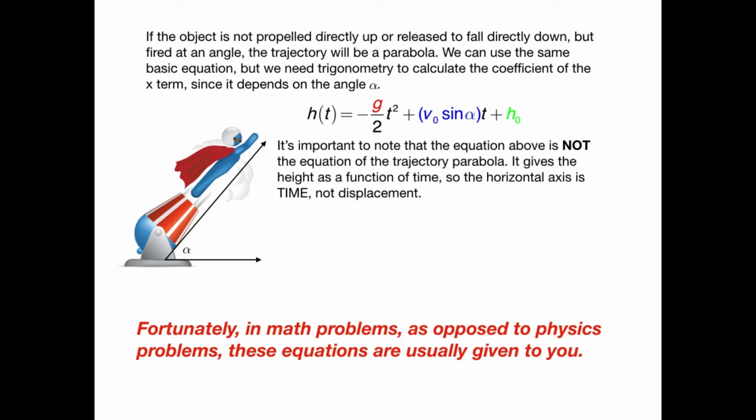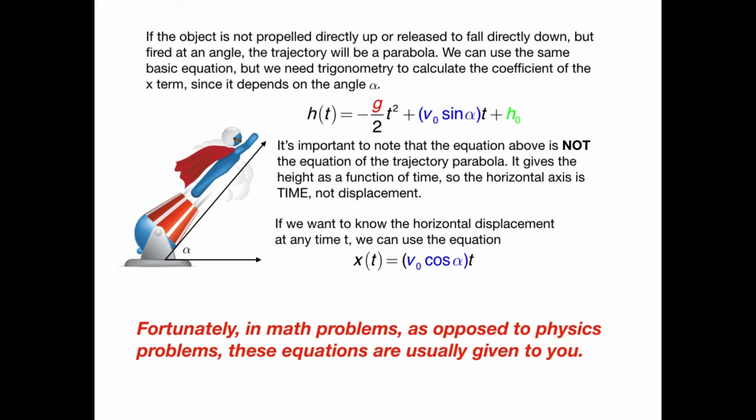It is important to note, though, that the equation is not the trajectory. That's the height as a function of time. The horizontal axis is time, not displacement. If we want to know the horizontal displacement at any time t, we can use the equation x of t equals v naught cosine alpha times t. And again, we're going to give you that equation.